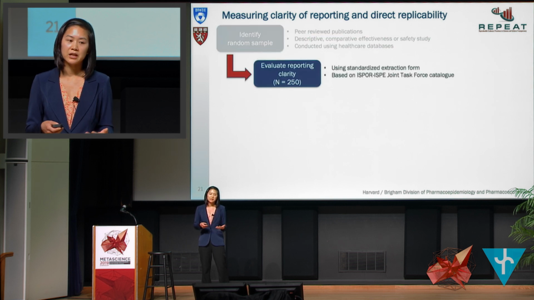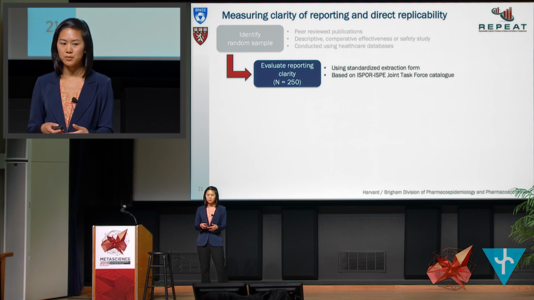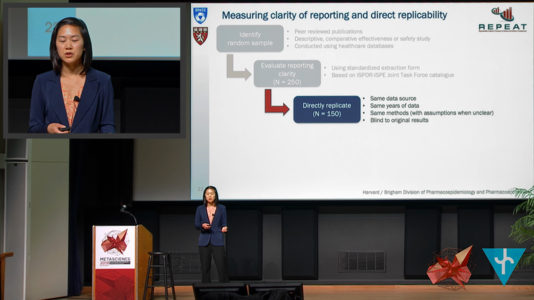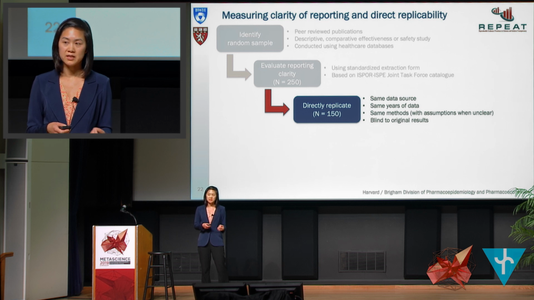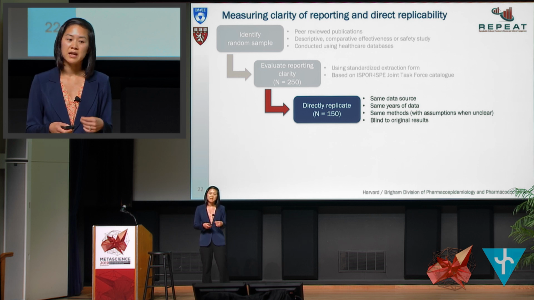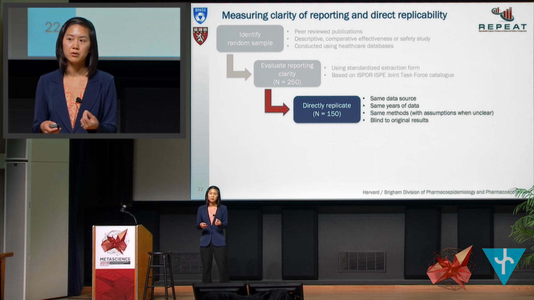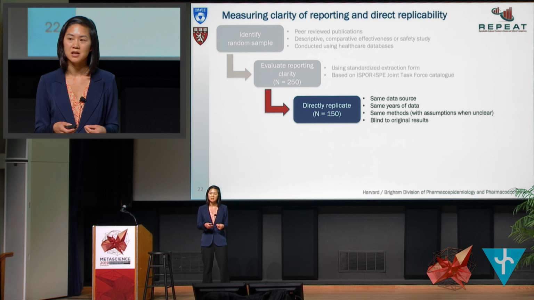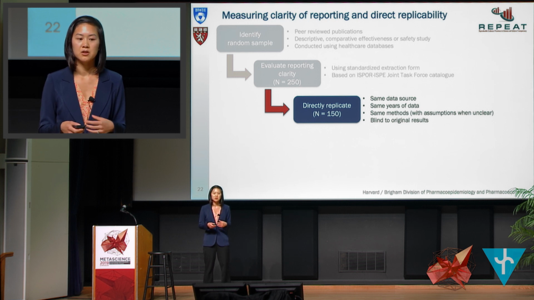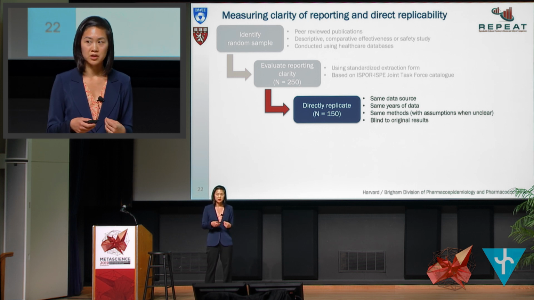We evaluated the clarity of reporting for our sample of 250 studies using a standardized extraction form based on the ISPOR-ISB Joint Task Force Catalog to allow us to measure and describe how often different parameters were or were not reported. Then we took a subsample of 150 studies, oversampling the comparative ones, that we attempted to directly replicate using the same source data as the original authors to try and recreate their analytic populations and analysis. We used the same years of data as them and tried to use the same methods as best we could interpret, with assumptions when those were unclear.